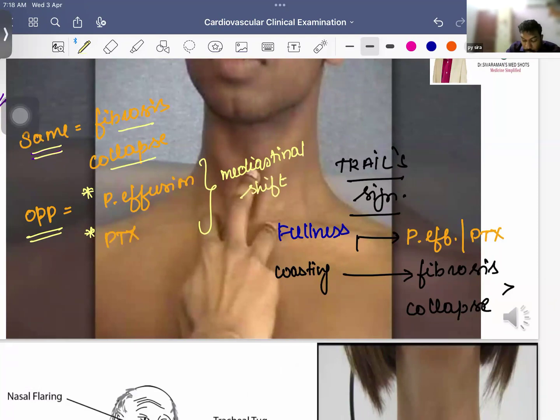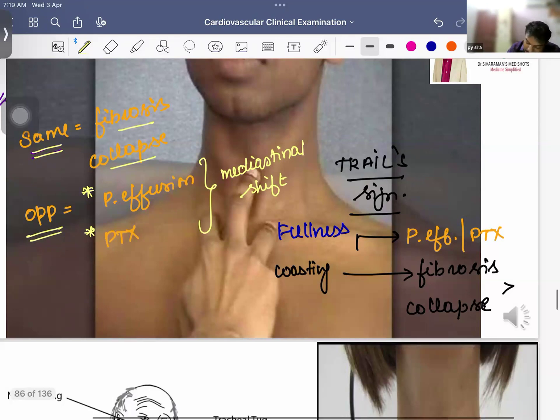So mediastinal shift to the opposite side. And whenever you see a fullness in the supraclavicular area, infraclavicular area, or a unilateral lung, then it is going to be pleural effusion, pneumothorax. Whenever there is wasting, then it is going to be fibrosis and collapse.